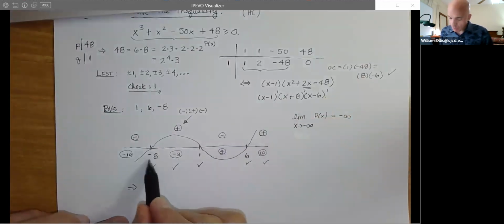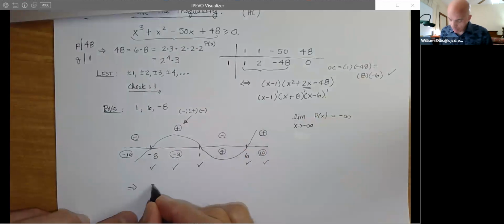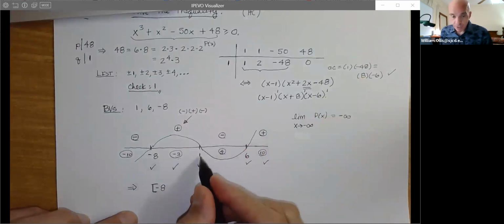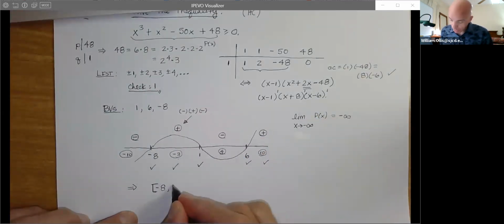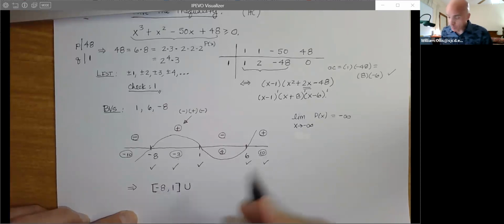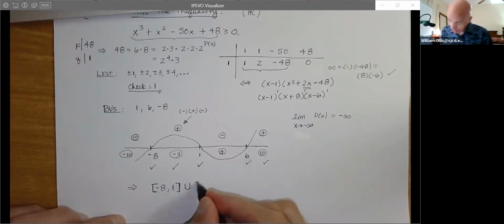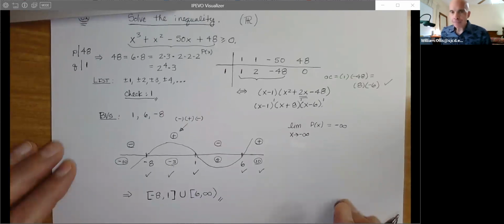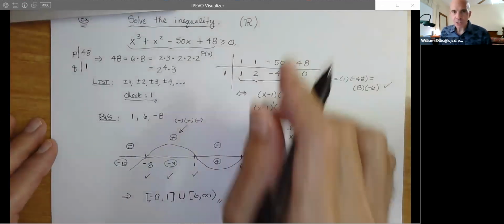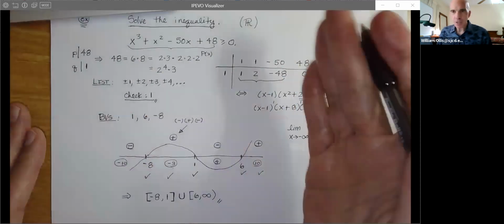Now we look at this and say we've got a check at the -8. And we need the bracket because we want to include it. And then we want to extend to 1. So in this case, we have a 1 with the bracket. And then we want to combine this with the next set, which starts at 6 with the bracket, inclusive, to infinity with parentheses. So again, devoid of the rational zeros theorem, this is something you already know how to do.